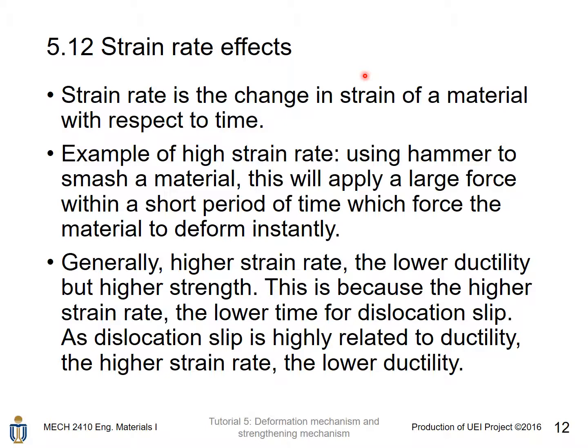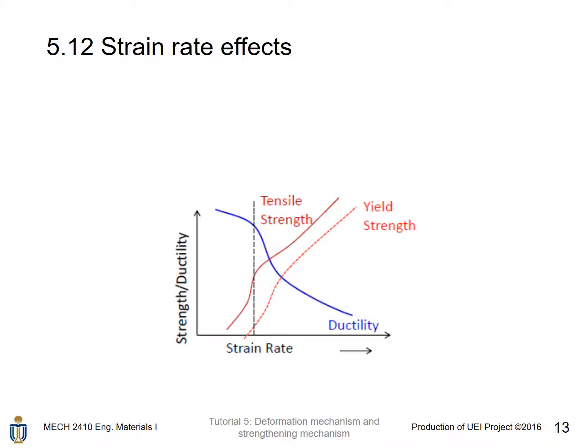Generally, a high strain rate material will have a lower ductility but a higher strength. That is because with a higher strain rate, there is less time for dislocation slipping, and dislocation slip is highly related to ductility. The higher the strain rate, the lower the ductility. And here are the strain rate effects. For higher strain rate, the yield strength and tensile strength of the material will increase, while the ductility will be decreased.